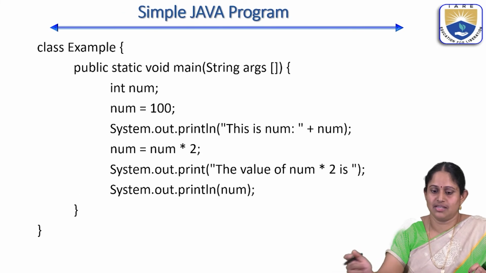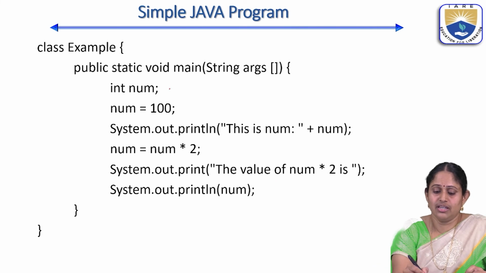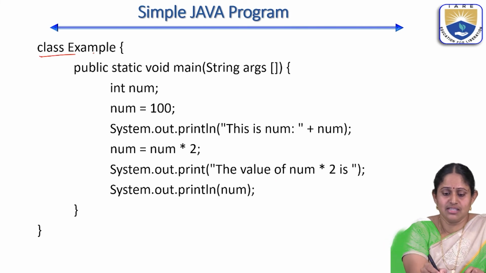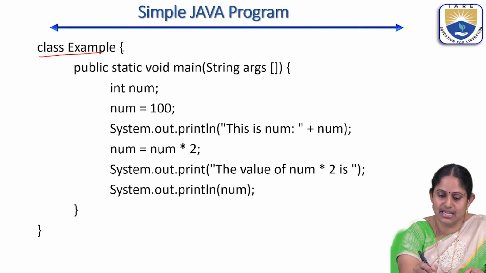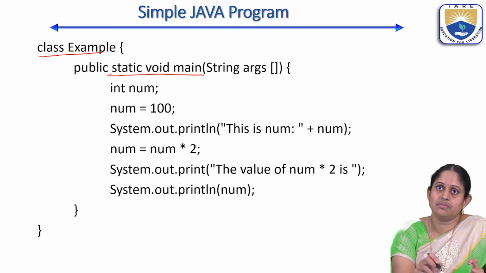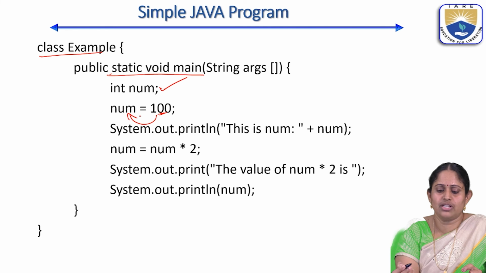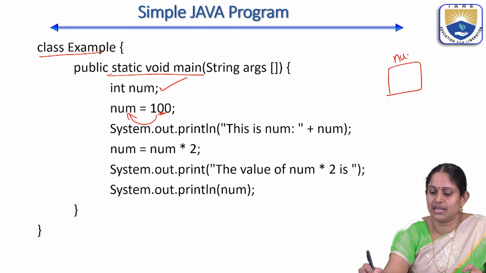Now let's look into one more example. Here we are taking up an integer variable and then printing it out onto the console. Again we have the class, since every program should be embedded inside a class. Then we have the start of the main method. Since Java is a strongly typed language, any variable used must be declared initially. So we declare a variable num, then store 100 into num. So we'll have a memory location named num, and that num has the value 100.